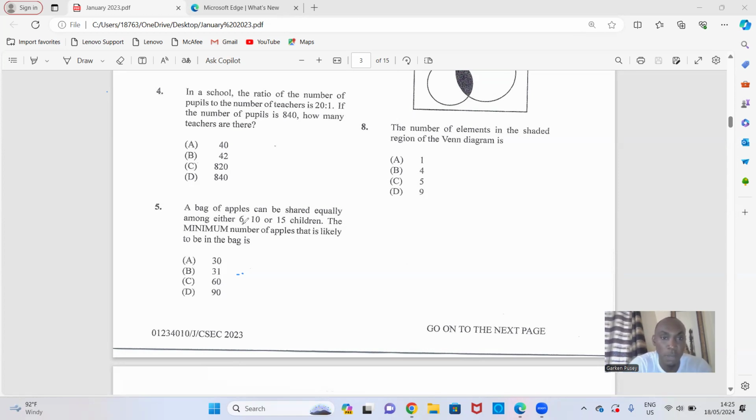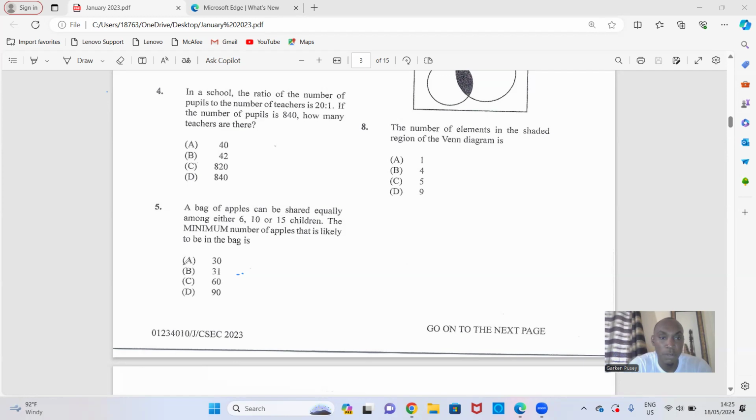So if it's 6 of them, all 6 of them must get the same amount. If it's 10, all 10 must get the same amount. And if it's 15, all 15 must get the same amount. It says the minimum number of apples that is likely to be in the bag is, now what they're actually asking you for right here is the lowest common multiple. So they want the lowest number that 6, 10, and 15 can go into.